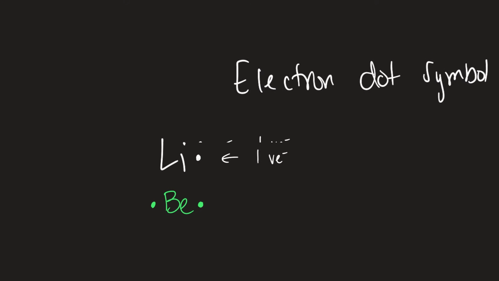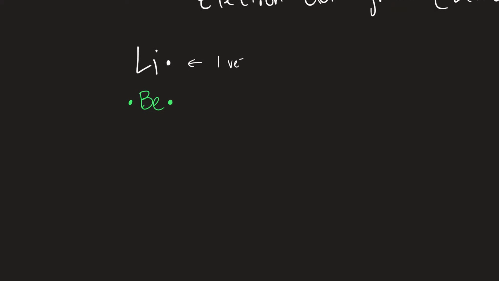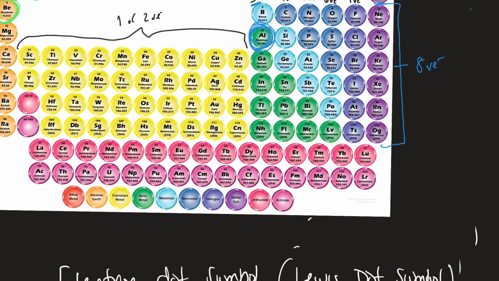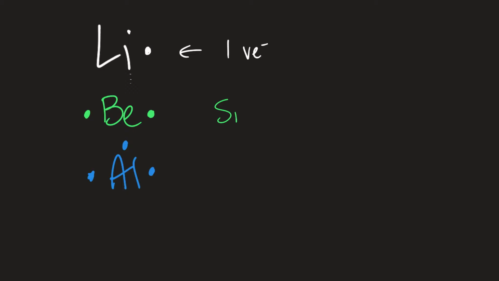Let's look at another example. Let's say we want to write the Lewis dot symbol for aluminum. Aluminum has three valence electrons. So I'm going to write aluminum, and I'm going to draw three dots. Simple as that. What about silicon? Silicon has four valence electrons, so it should have four dots. So Si, 1, 2, 3, 4. Hopefully you're getting the gist of this.